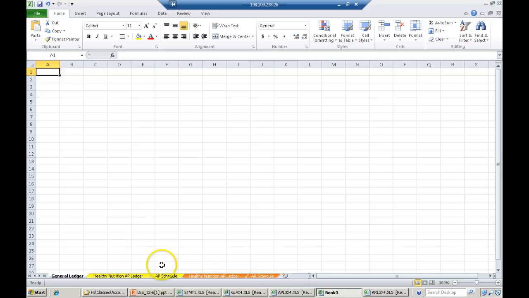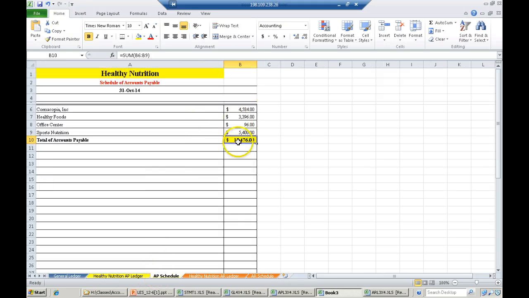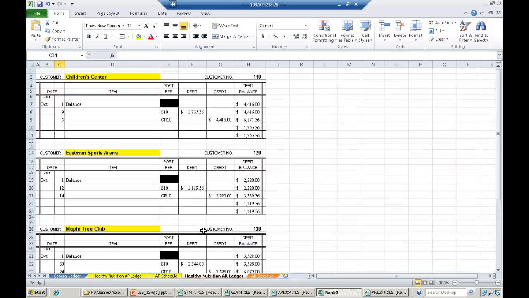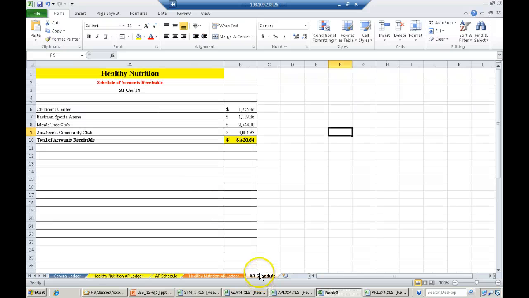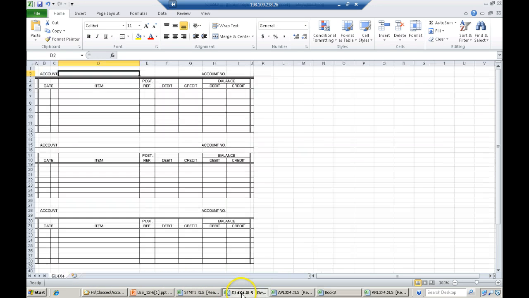Okay, the next thing we're going to do is, now that we have our healthy nutrition accounts payable ledger, all of our listed accounts and the total, our accounts receivable ledger, which is what people owe us, and our schedule of accounts and the total of what people owe us, we're now going to put together our general ledger, which is a list of all of our accounts. Go back to this file here, which is the general ledger file.